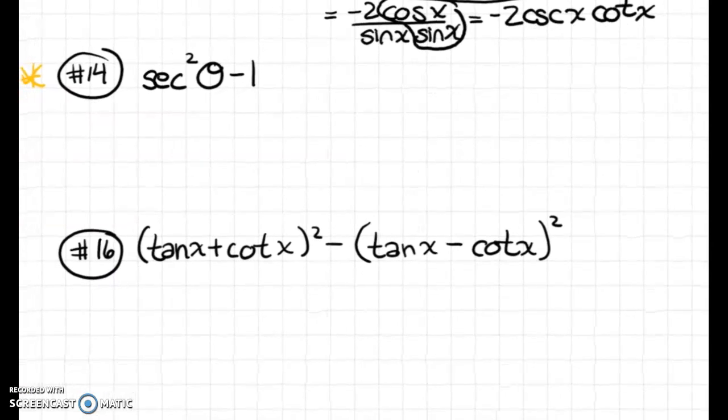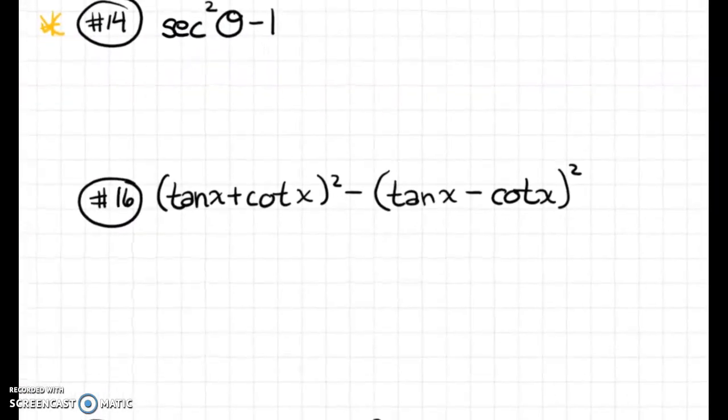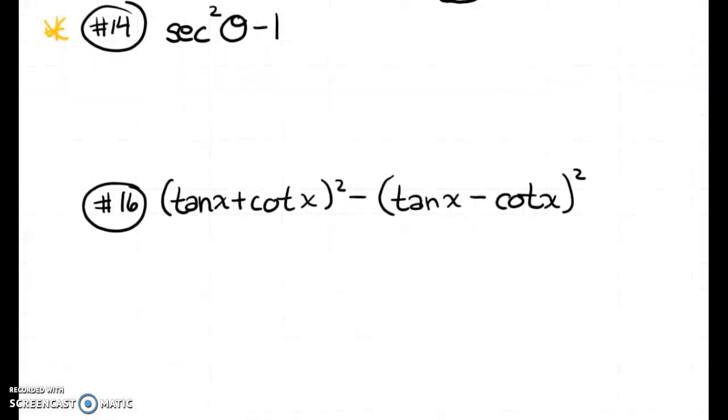Okay, so now number 14 is a new section. The instructions for number 14 say factor each trigonometric expression. So factoring should be really easy. Okay, so if I said a squared minus 1, this is the difference of squares, right? Or let's use x in this example. This is the difference of squares, and it factors into x plus 1, x minus 1.